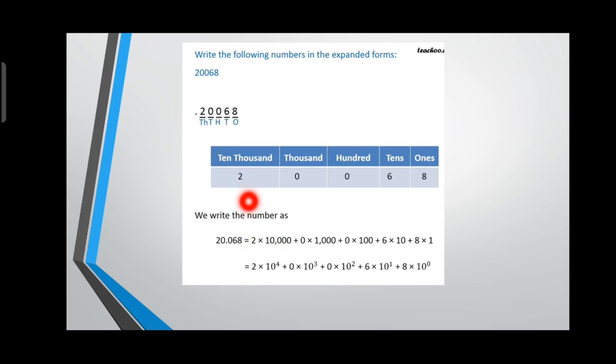So 10,000 is a 2, 1000 is a 0, 100 also is a 0, tens is a 6, and 8 is in the ones. We know the ones, tens, hundreds, 1000, 10,000. Right, children? Okay. So first we write 20,068. So 20,000 means 2 into 10,000, which is 20,000. Then it's a 0, so 0 into 1000 is 0. Again, 100 is also 0, so 0 into 100 is 0. Again, tens is a 6, so 6 into 10 is 60. Then 8 into 1 is 8.